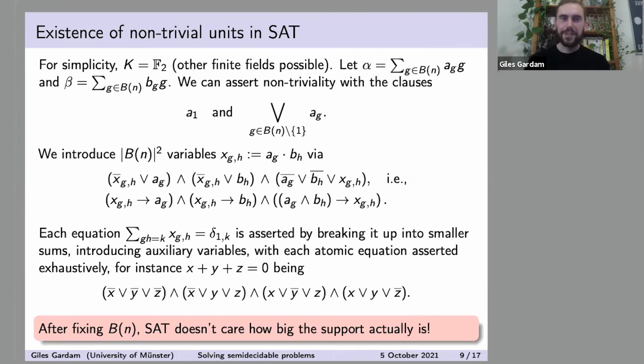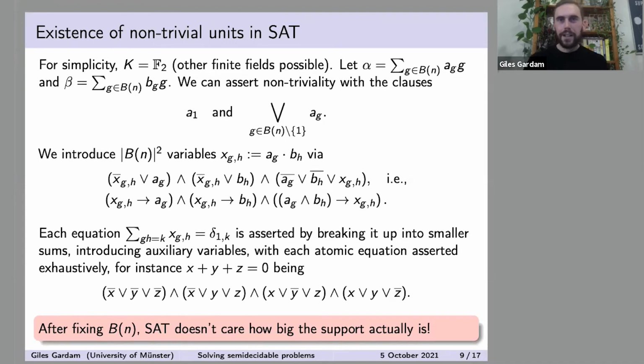But the SAT solver doesn't actually care how many of these variables are turned off or on. It's completely agnostic about what's going on. It doesn't know whether it's trying to solve something in a group ring or if it's trying to mine for Bitcoin or something like this. It has no idea what it's actually doing. And so this is why we're able to produce units which have very large support, which seems to be necessary.